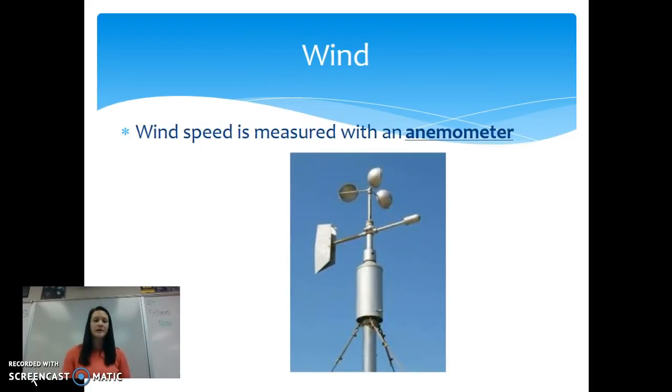So there's an important instrument you need to know. It's called an anemometer. It measures wind speed. We actually have one here above LT. It's above Mr. Shank's room. So you'll see it spinning around and moving. It shows how fast it goes, and also there's this, we call it the wind vane, which will tell you what direction the wind is coming from.